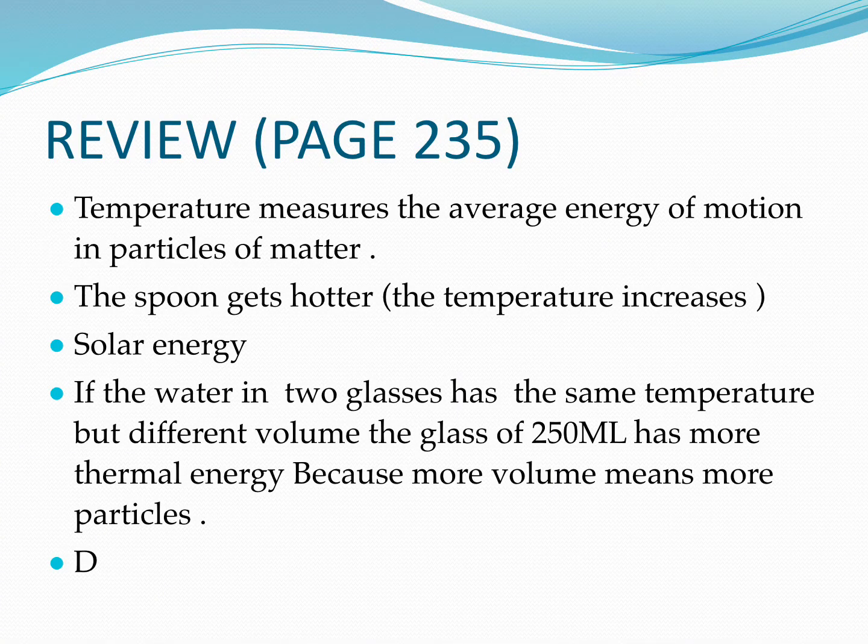Before we start with today's lesson, let's answer the questions in the section review, page 235, and we will start with the first one. The question says, what is temperature? Temperature measures the average energy of motion in particles of matter. That's the answer. The second question says, if all the particles in a metal spoon start moving faster, how would the spoon's temperature change? Well, the spoon gets hotter. The temperature increases. The third question says, what do we call the energy emitted by the sun? Well, it is solar energy.